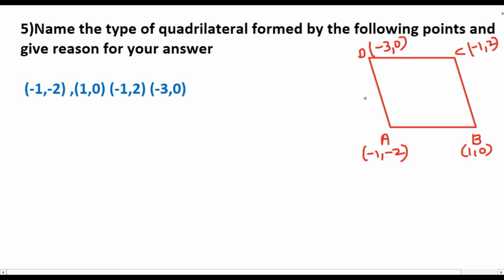Then how will you say whether it is a square or rhombus? In a square, we need to check one additional thing. If all the sides are equal, then you check AC, the distance between the points A and C, as well as the distance between the points B and D.